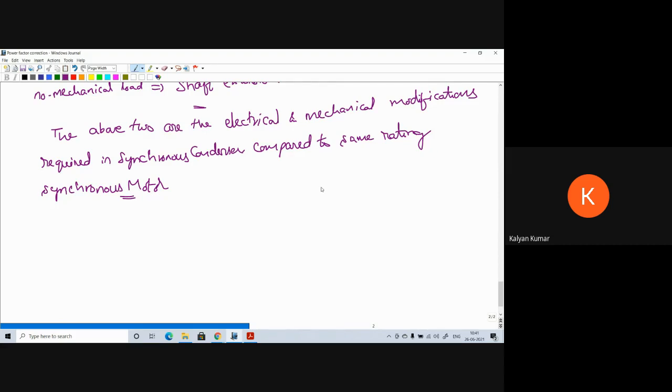So for the inductive load, if we connect a capacitor load for compensation, the net reactance will become XL minus XC. So this XL effect can be compensated by using the capacitor reactance XC. But whenever it's not possible to connect a static capacitor, or it's not economically feasible to use a static capacitor, only then are we going to use a synchronous condenser.